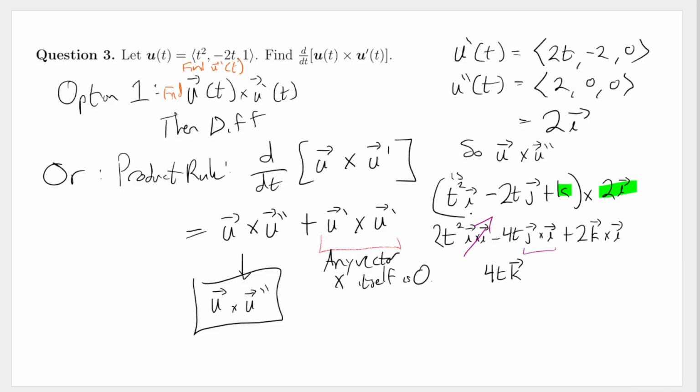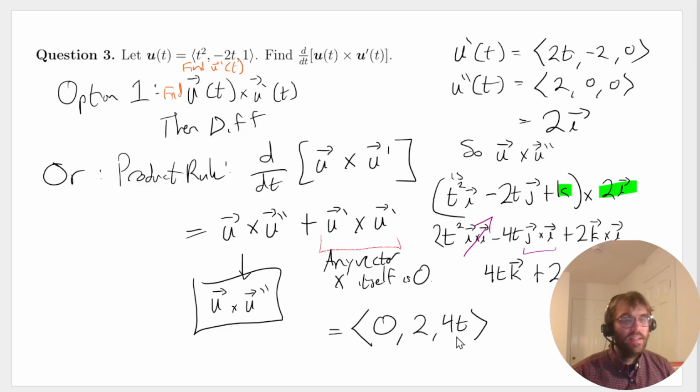Here goes my camera, so we can write this last one. kij, that's going forward, so this is 2j. And I'll just write that. 0 i's, 2 j's, 4tk's. And we've got the answer. Sure, you could have done it option 1, but option 2 works out pretty nicely here, I think. To get 0, 2, 4t, that is the final answer. And it's just taking advantage of the cross product and the product rule as you go through.